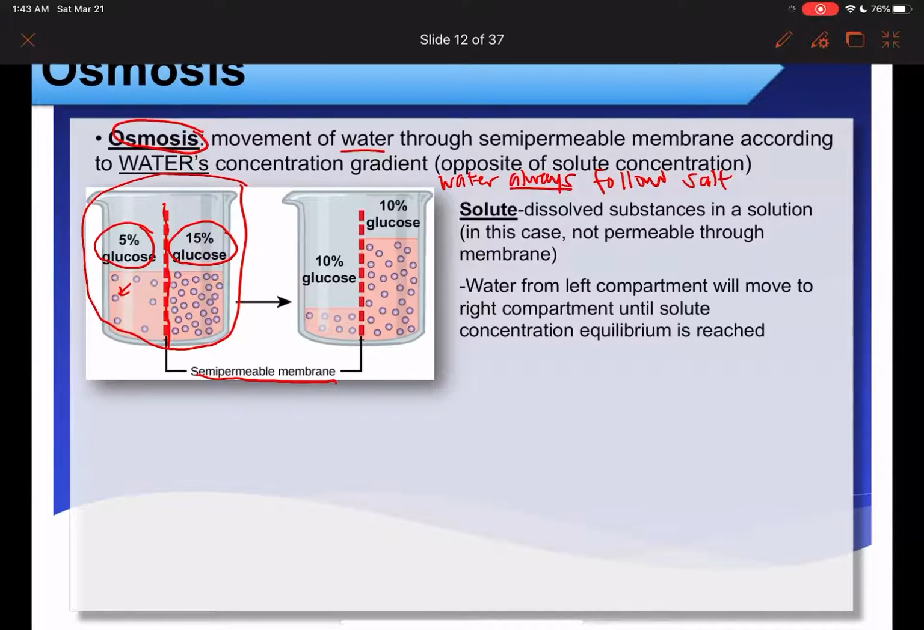Now, there are two terminologies we need to define when talking about osmosis. It is solute versus solvent. Solute is the substance that is dissolved into the solution, and in this case, they are not permeable through the membrane. Those purple dots, which are the glucose, are the solute. Solvent, on the other hand, is the liquid that the solute is dissolved in, and in this case is this pink liquid here, or what usually is water.